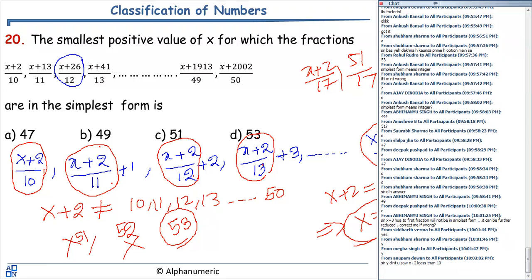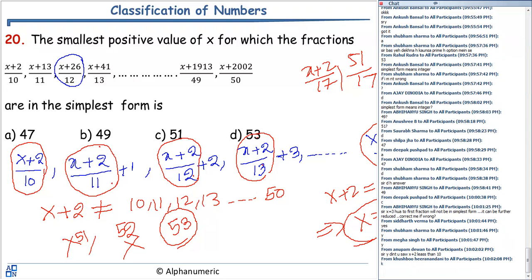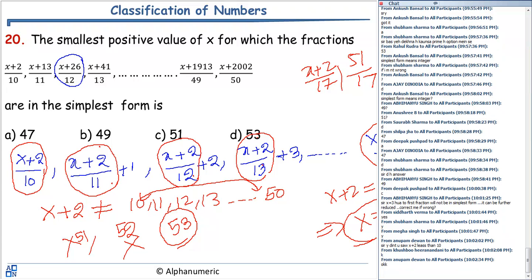Anupam is asking why we didn't consider x plus 2 less than 10. The simple reason, Anupam, is that anything less than 10 will be a factor of some number from 10 to 50. Like if you take x plus 2 equal to 3, 3 is a factor of 12. If you take x plus 2 equal to 4, 4 is a factor of 12. If you take x plus 2 equal to 5, 5 is a factor of 10, so 5 by 10 will cancel out. The range is very small, 10 to 50, these are 40 consecutive numbers. So anything less than 10 will always be a factor of some of the numbers from 10 to 50.